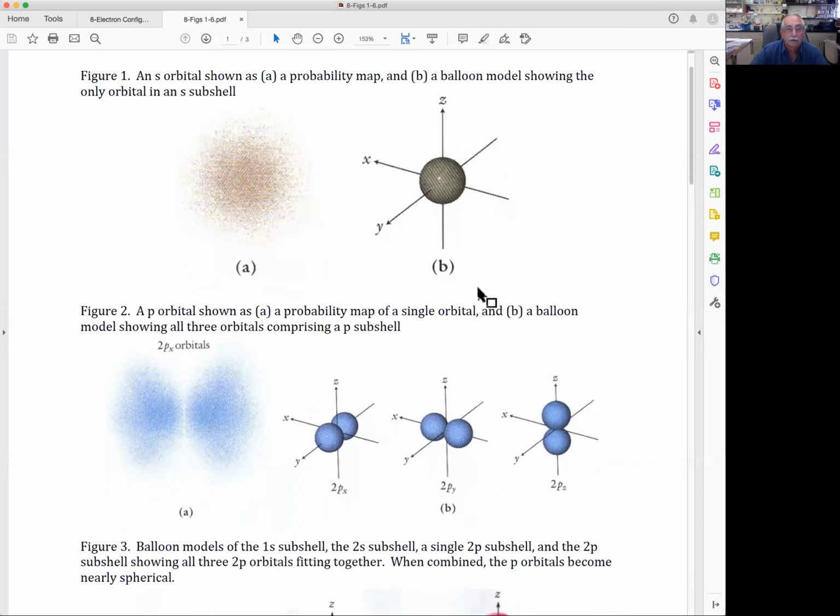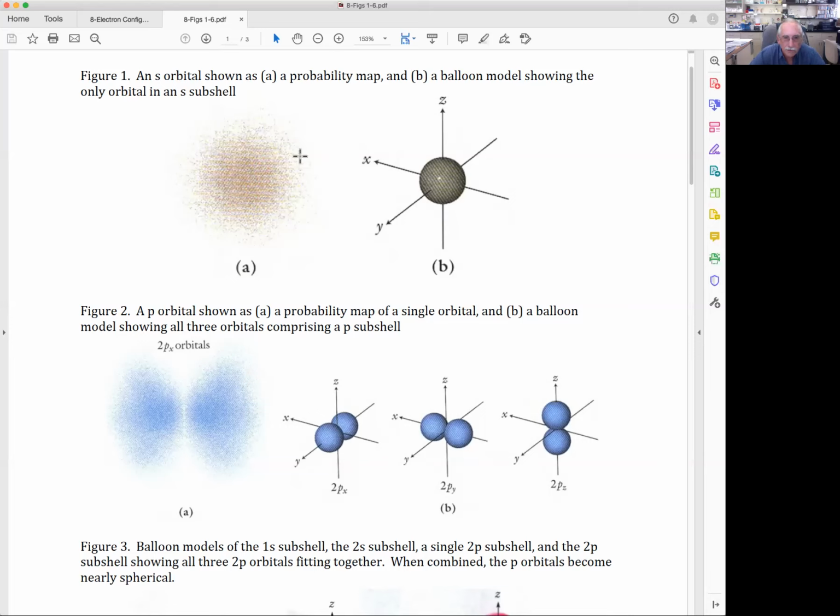Okay, so what are we looking at here? An s orbital. This is shown as a probability map, and this is simply the balloon model. Now, as far as I'm concerned, the balloon models have not advanced anything at all. They just make it more complex, make it harder for students to understand. And I often ask myself, well, I've had discussions with other chemists, how did they come up with this balloon model stuff? Did they just hire a clown from somebody's birthday party or something? Anyway, it just misleads students as far as I'm concerned.